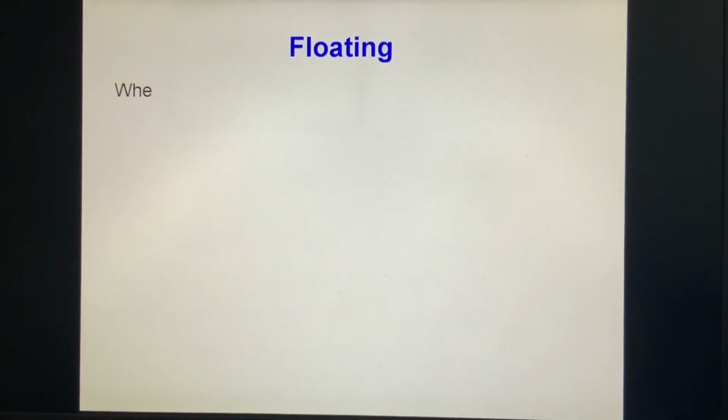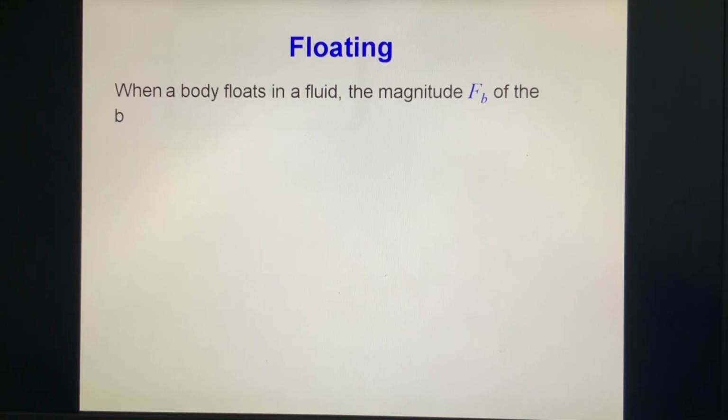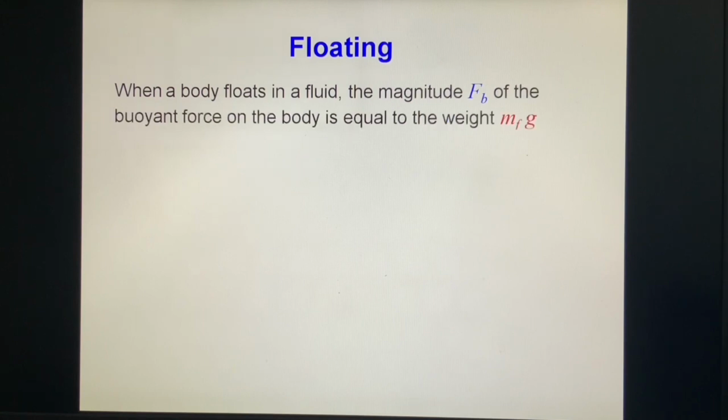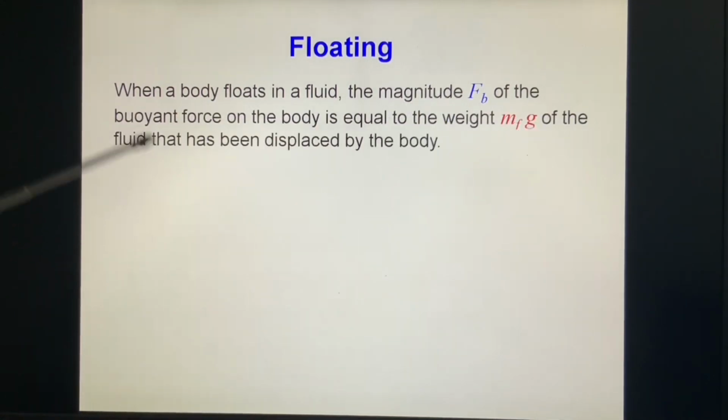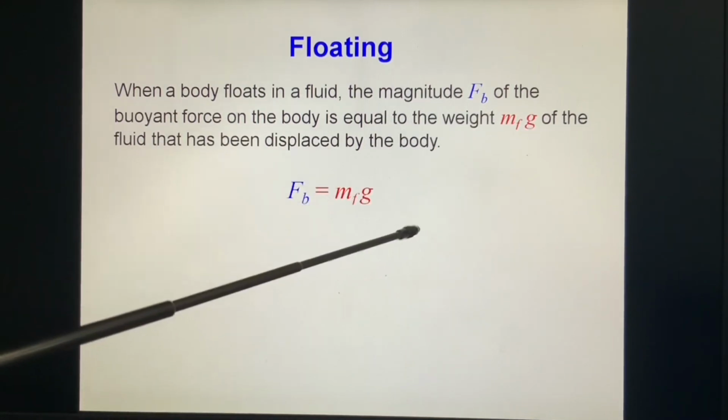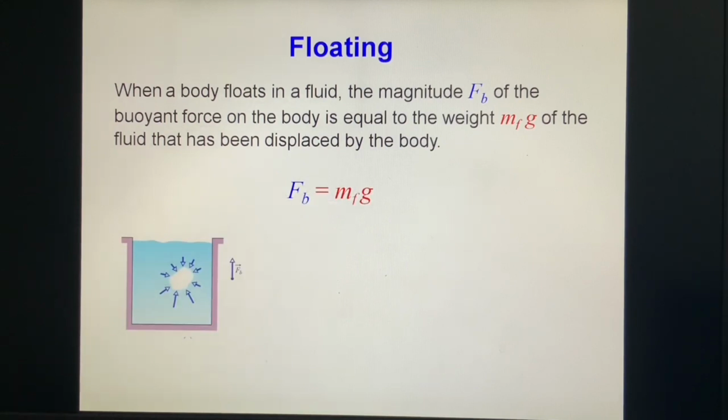Floating. When a body floats in a fluid, the magnitude Fb of the buoyant force on the body is equal to the weight mfg of the fluid that has been displaced by the body. This is the very crucial Archimedes theory. So all these pressures result in Fb, the buoyant force, upwards.